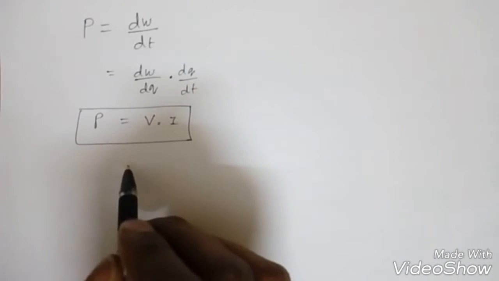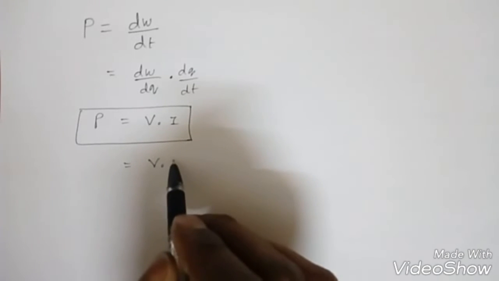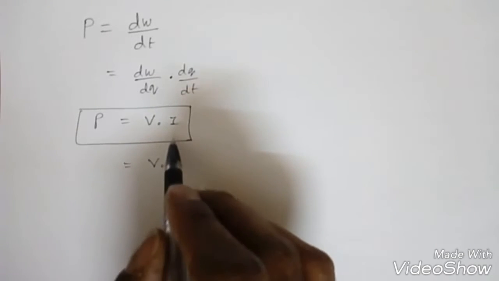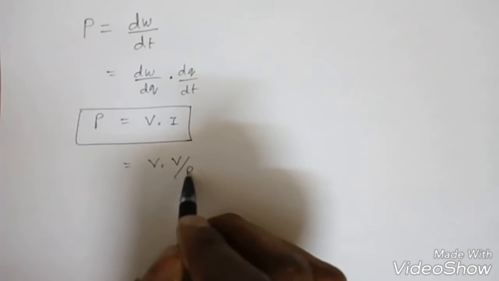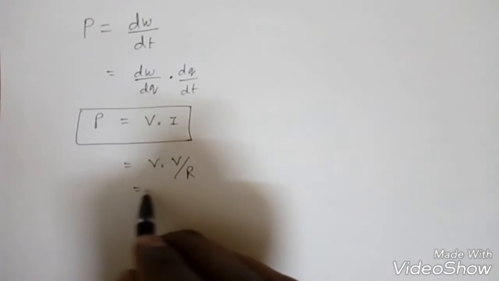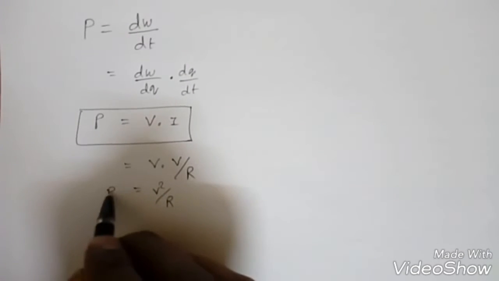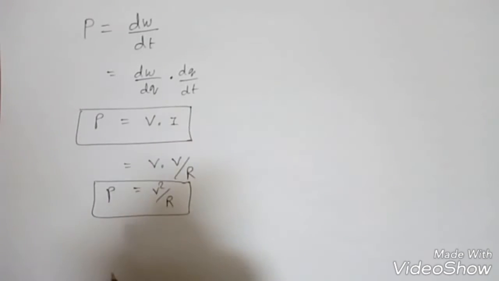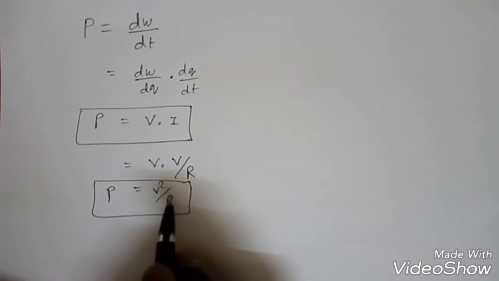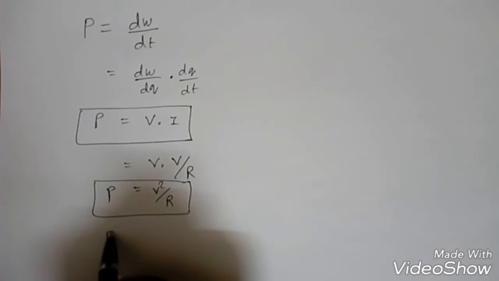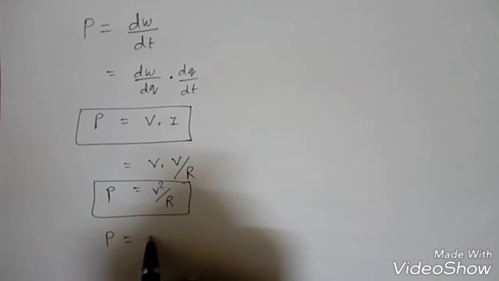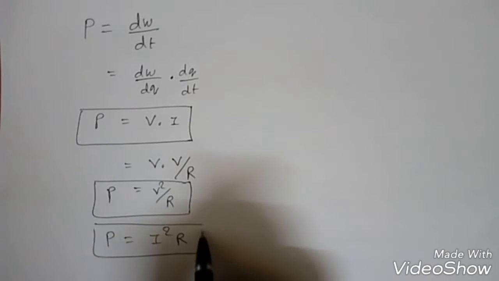Now in another form, if I replace I is equal to V by R, not VR, it will become V square by R, that is power P. If you know the voltage and the resistance, we can find the power dissipation across that resistance. Or in another form, if V is replaced by IR, it will become I square into R. So this is the power across the resistance.